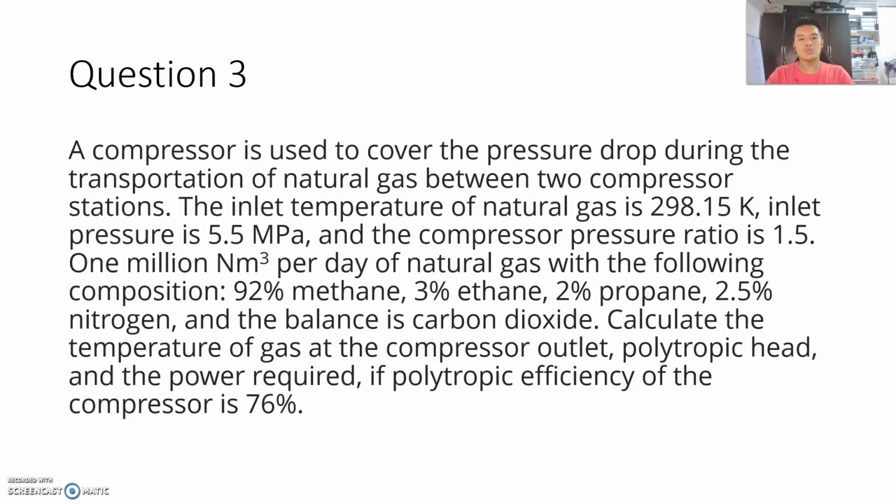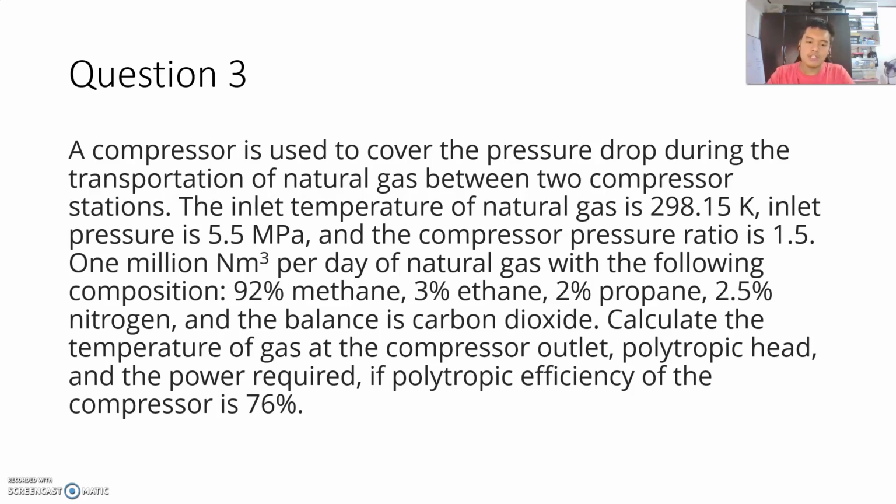A compressor is used to cover the pressure drop during the transportation of natural gas between two compressor stations. The inlet temperature of natural gas is 298.15 Kelvin, the inlet pressure is 5.5 megapascal, and the compressor pressure ratio is 1.5. 1 million normal cubic meters per day of natural gas with the following composition: 92% methane, 3% ethane, 2% propane, 2.5% nitrogen, and the balance is carbon dioxide.